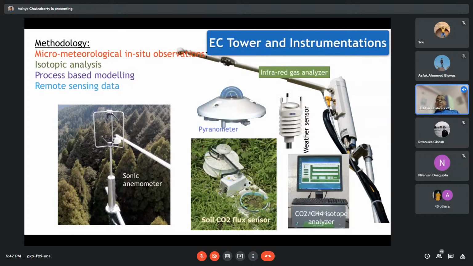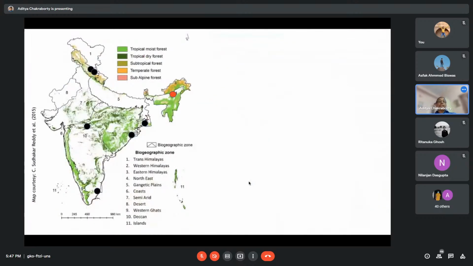And then this another instrument which I show here is a CO2 CH4 Isotope Analyzer. This is of course not part of the eddy-covariance system, but if we get this data, the isotopic analysis of carbon dioxide or methane, another GHG, then we can have a different parameter, and of course we can have some other insights about the carbon dynamics process.